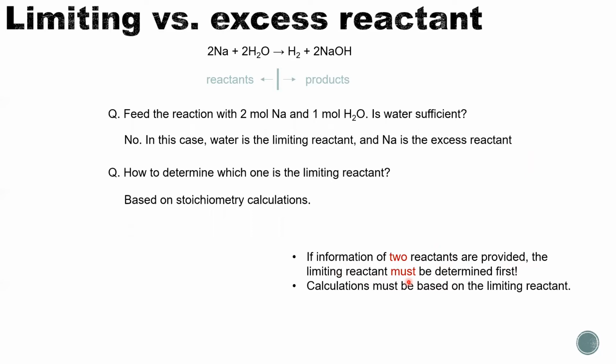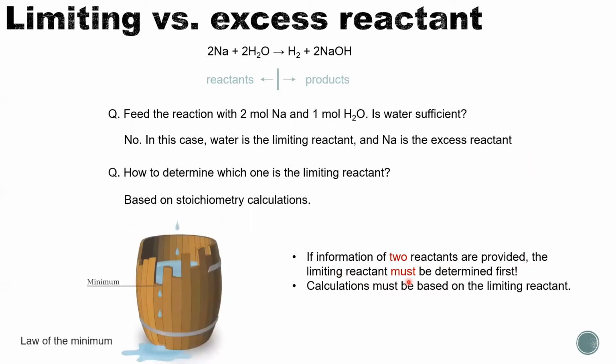If you want to understand the limiting reactant theory, it's more like the law of the minimum. Think of a barrel with staves, right? The shortest stave determines how much water a barrel can hold. The same thing here: the reactant with the smallest stoichiometric amount determines the maximum product you can possibly make. So remember to determine which one is the limiting reactant if 2 reactants are provided. If only 1 reactant is provided, then we assume that's the limiting reactant.